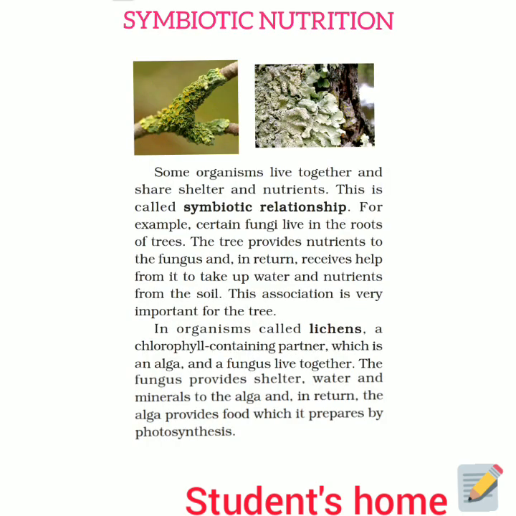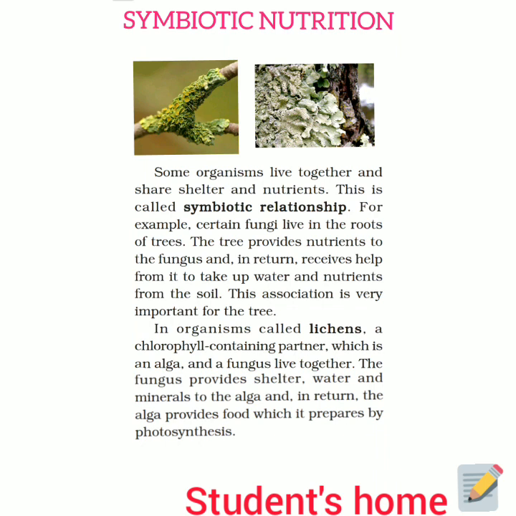So class, our next topic is symbiotic nutrition. As you can see in the picture class, some organisms live together and share shelter and nutrients. This is called a symbiotic relationship. For example, certain fungi live in the roots of trees. The tree provides nutrients to the fungi and in return receives help from it to take up water and nutrients from the soil. This association is very important for the tree.